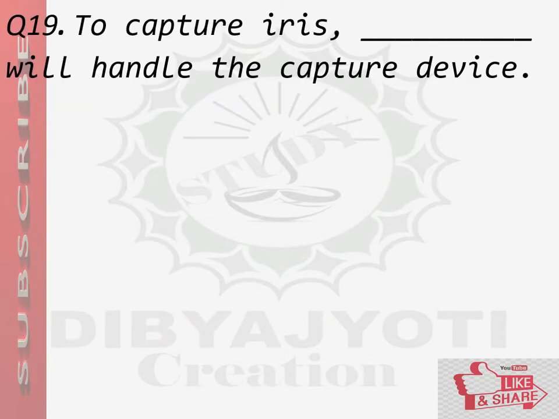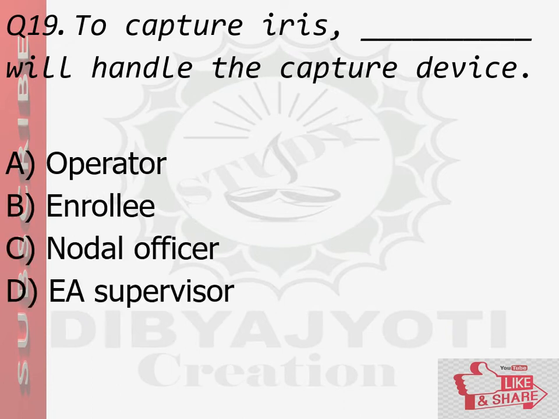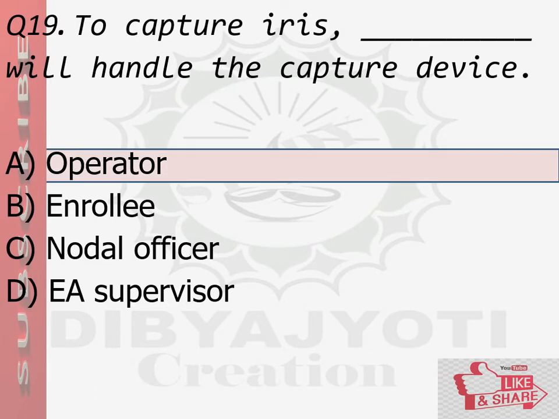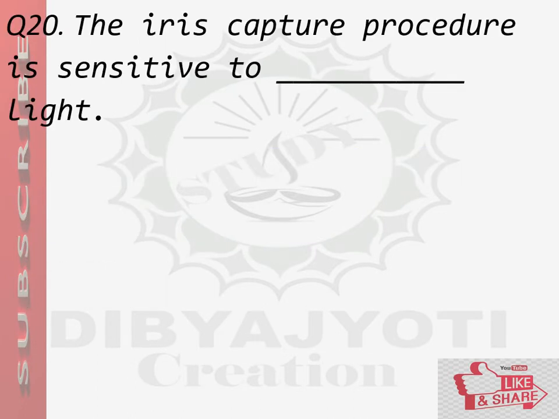Next, to capture iris, dash will handle the capture device. Options: operator, enrollee, nodal officer, enrollment agency supervisor. And the answer is operator. Next, question number 20. The iris capture procedure is sensitive to dash light.